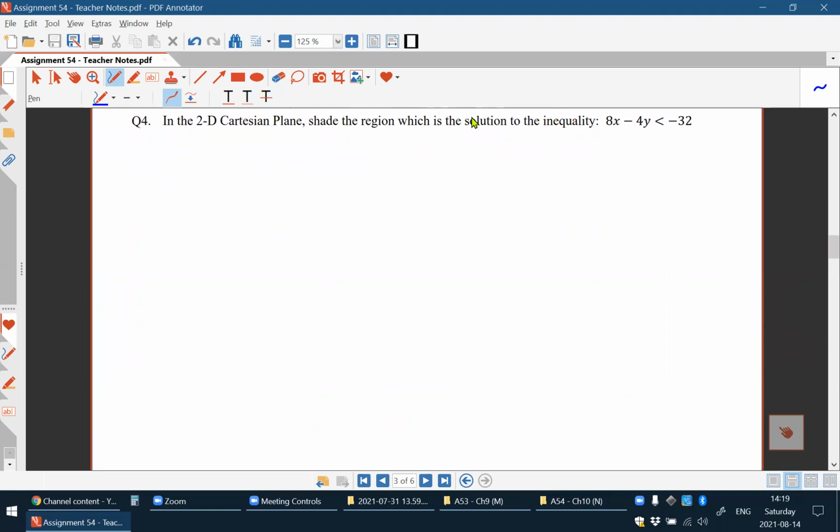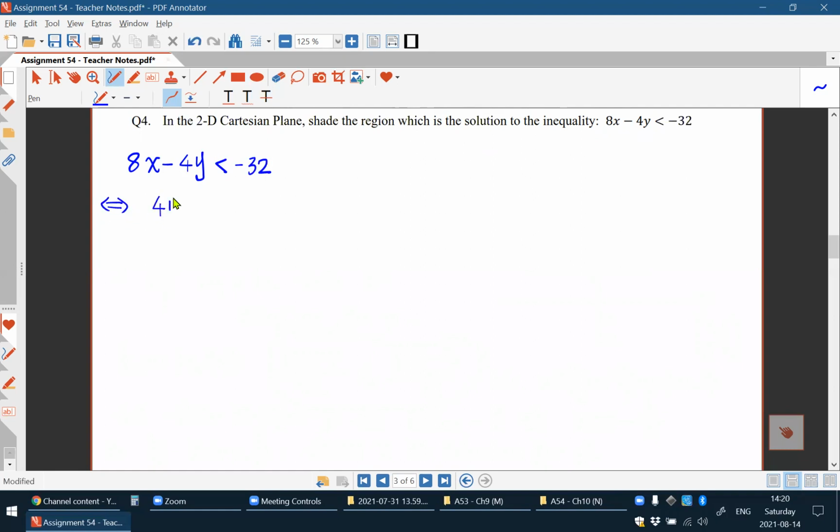Okay, question 4. In the 2D Cartesian plane, shade the region which is the solution to the inequality 8x minus 4y less than minus 32. So how do you shade the corresponding area? First of all, we need to find the boundary line, right? Let's consider this inequality here, 8x minus 4y less than minus 32. First of all, we need to separate x and y, right?